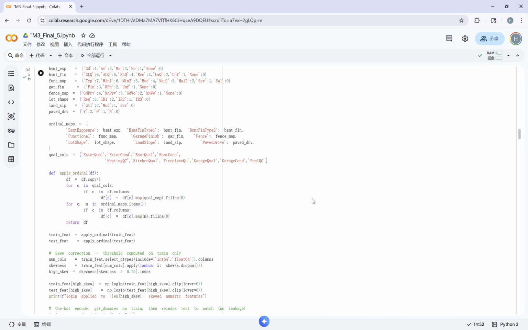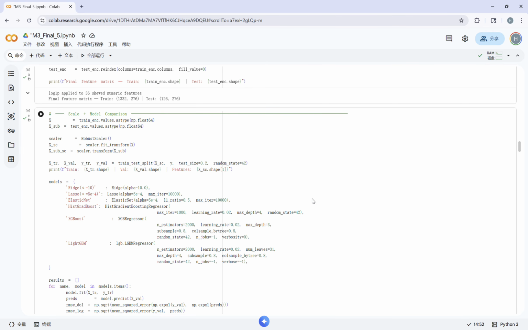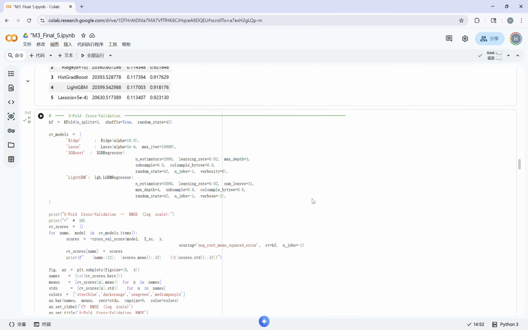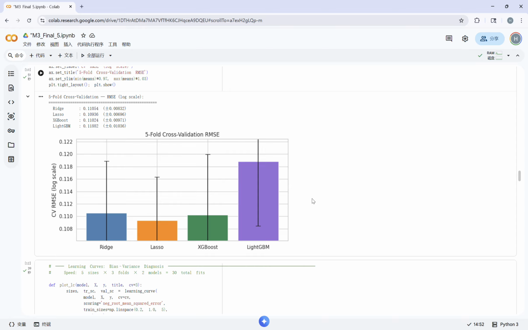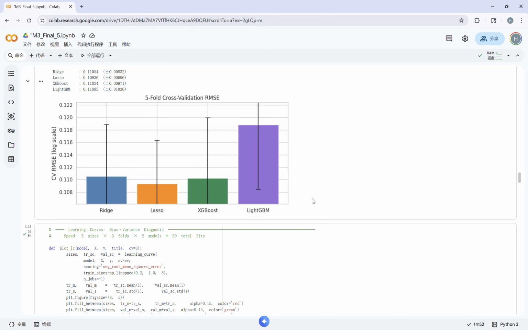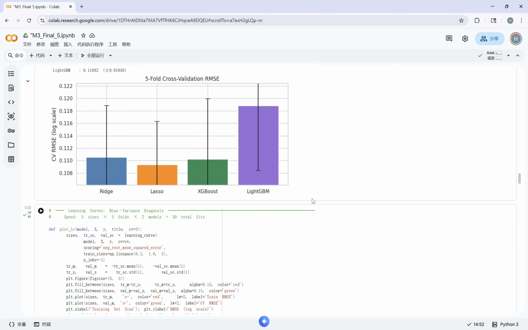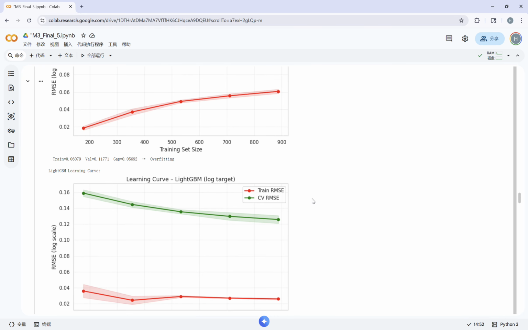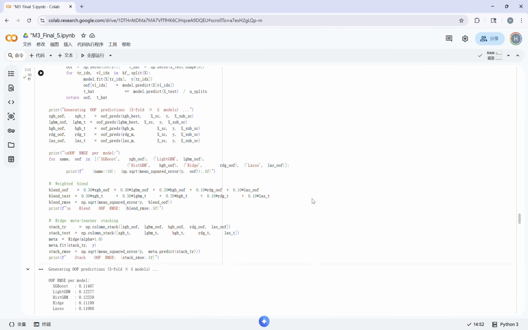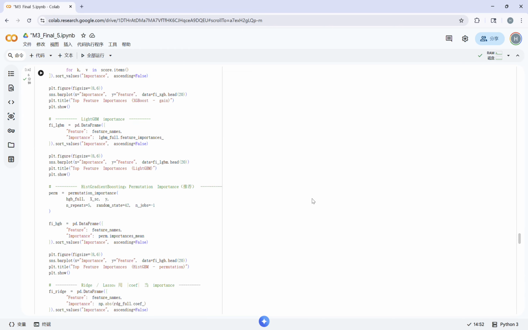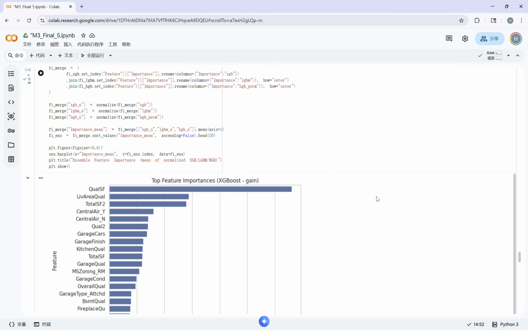And the second is quality-size interactions. Features like overall quality times total square feet to capture how space value depends on quality. And third is time and condition signals. Home age, time since remodel, indicators for renovation status. And the fourth is amenities and functional indicators. Garage, fireplace, porch, pool, and other features that can add measurable value.